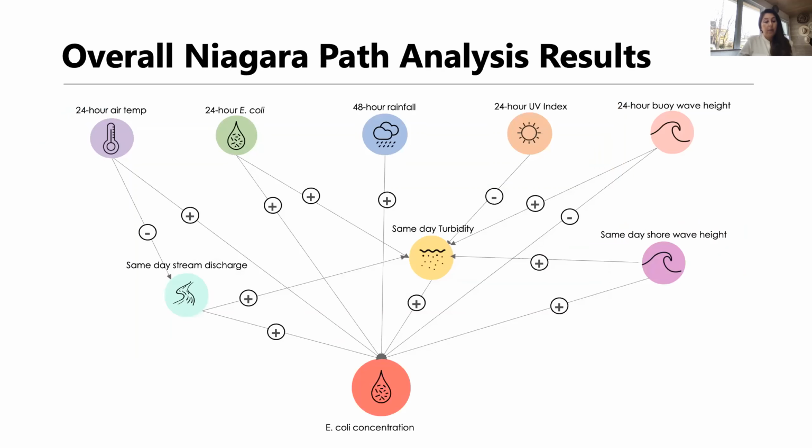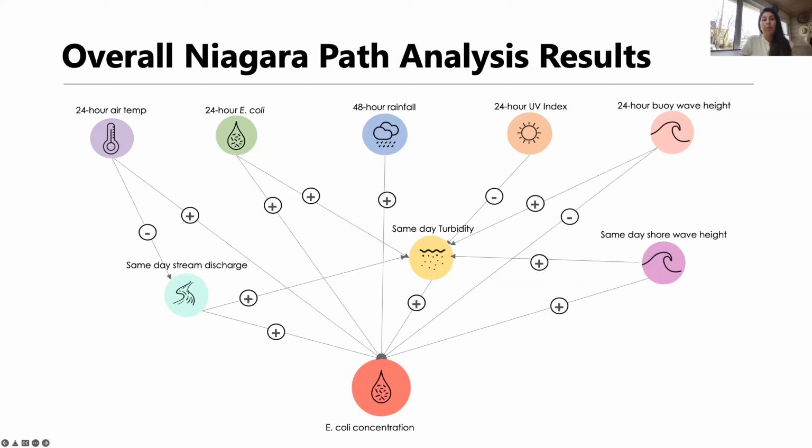Now, our overall Niagara path analysis results represent all the beaches that were included in the Niagara analysis. We did conduct these for every individual beach, but for the sake of time, we're just going to look overall because we did see trends across all the beaches. So here's what a path diagram looks like and what it shows us about the relationships that occur between variables.